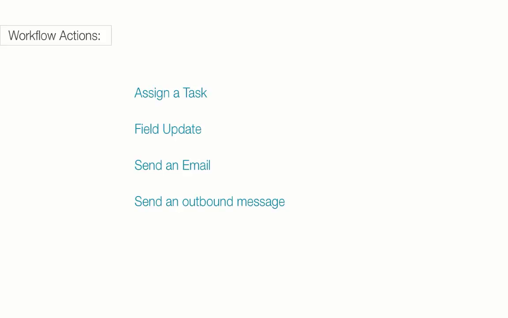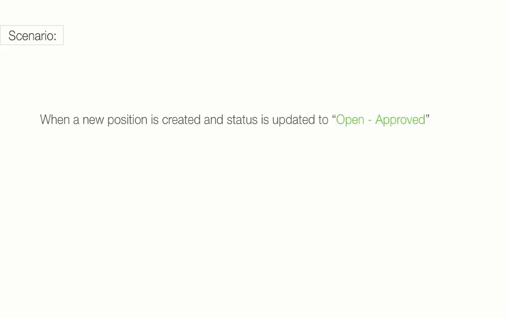Let's talk about a scenario where a workflow can be used to send out an email. When a position record is created in the org and the status is changed to open and approved, notify all the people in the company about the new position in the org. We can use a workflow rule to automate this.